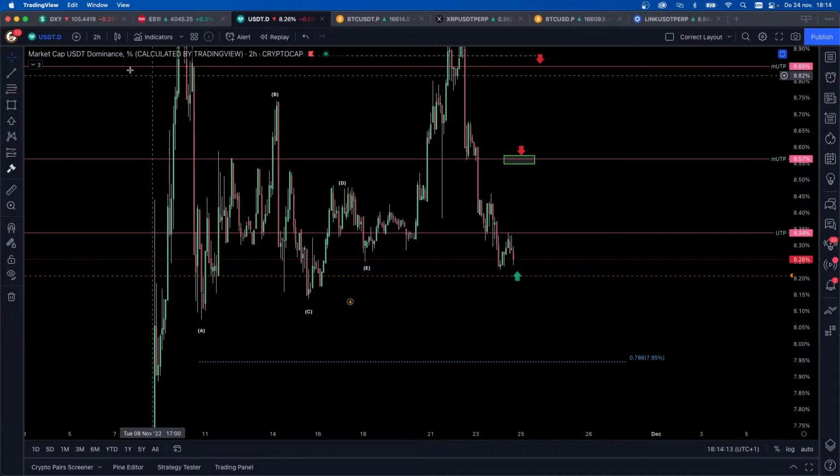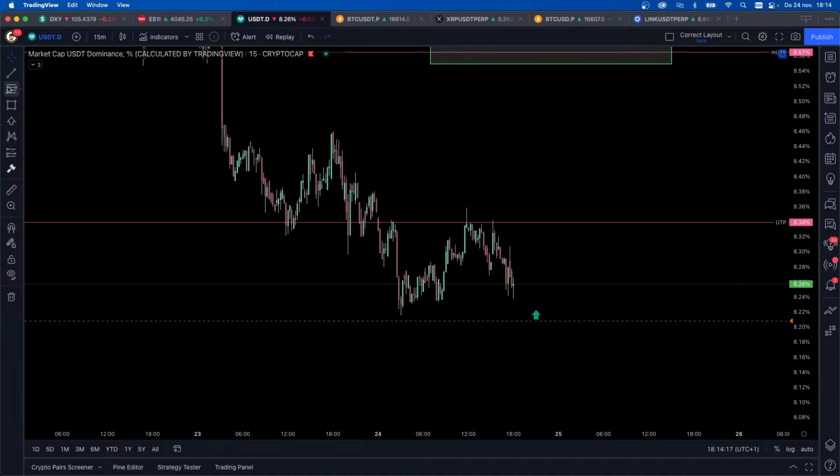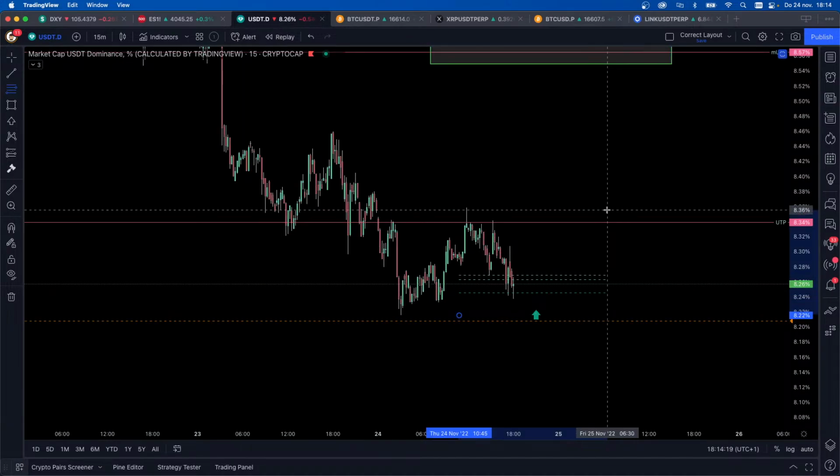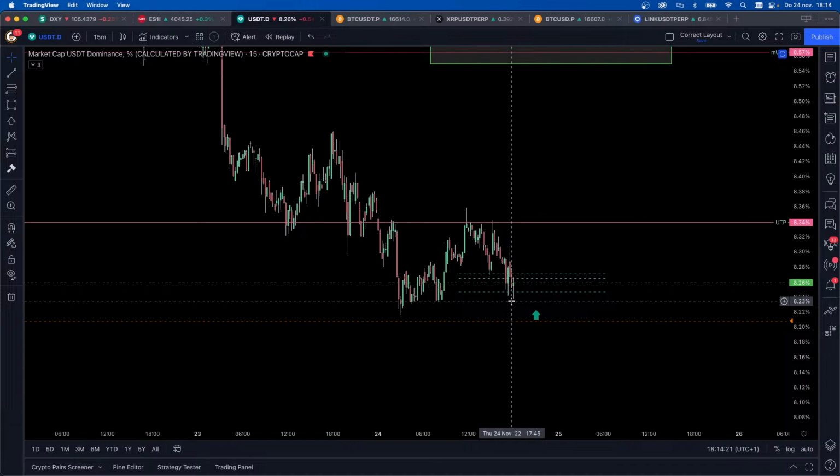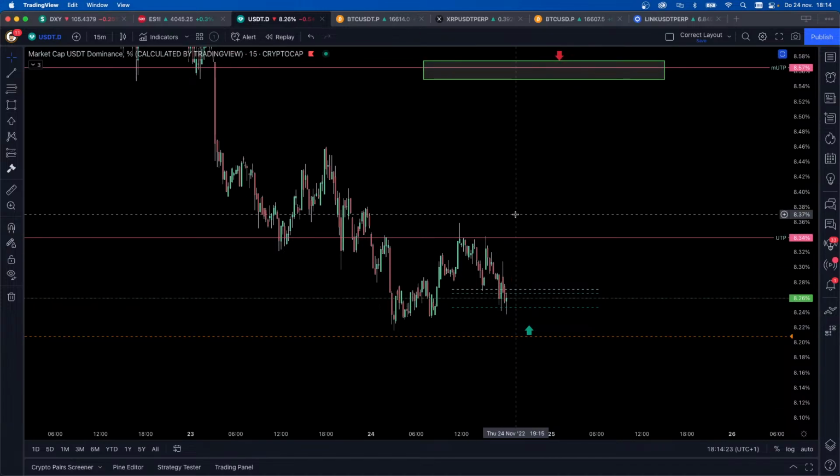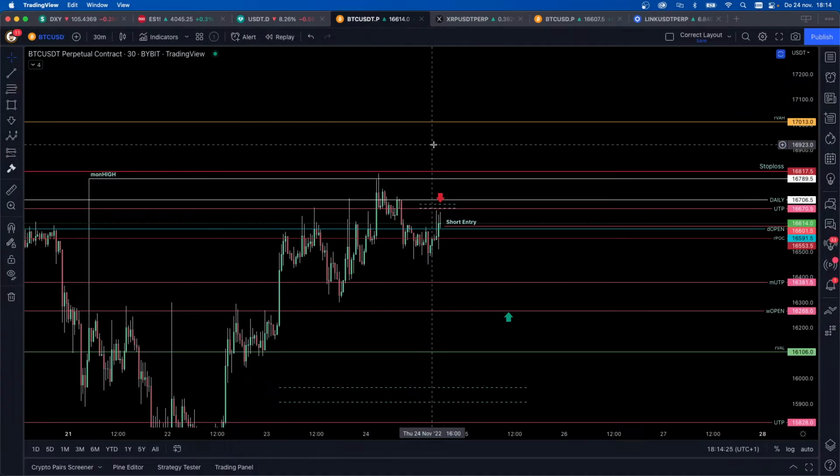I'm still looking for a higher low here, but if that breaks down, then I would be worried and I would probably cut my position.